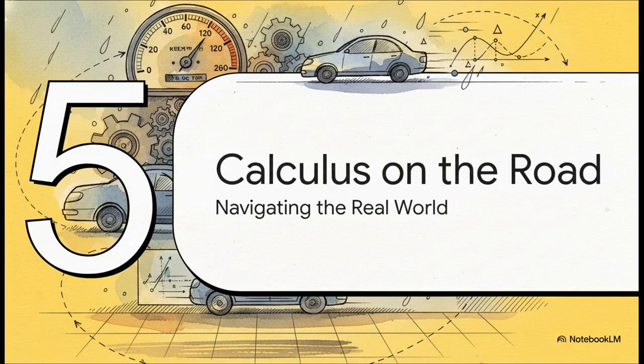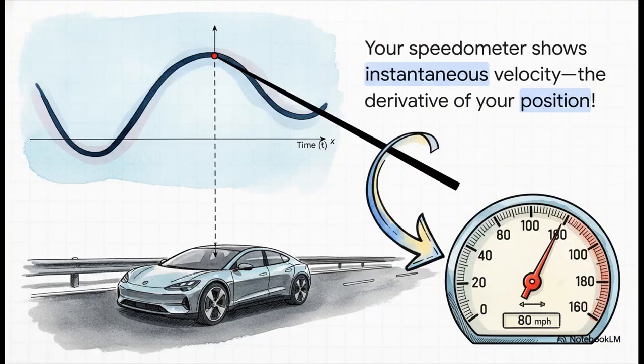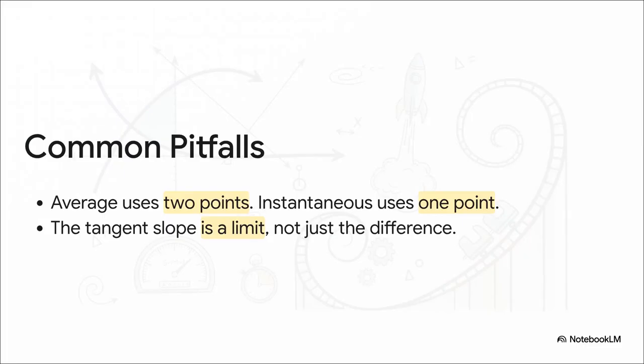Okay, let's bring this all the way back home. Let's connect this powerful new idea back to our original question about the car and that speedometer. So that speedometer in your car, it's not bothering with average speed. It's basically a real-world derivative calculator. It is constantly, in real time, calculating the limit of your change in position over an incredibly tiny change in time. It is quite literally showing you the derivative of your position from moment to moment. How cool is that? Now, as you start playing around with this new power, there are a couple of common wrong turns people take. So just keep this in mind.